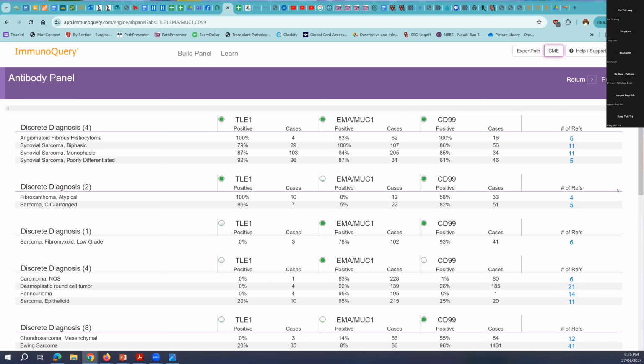and see what sort of a panel these 3 antibodies would give us. So here you see these are the tumors that are positive with all three. So synovial sarcoma, that's by far the most frequent, all types, but also angiomatoid fibrous histiocytoma. Well, this doesn't quite fit the category of angiomatoid fibrous histiocytoma, and I'll show you some cases later.